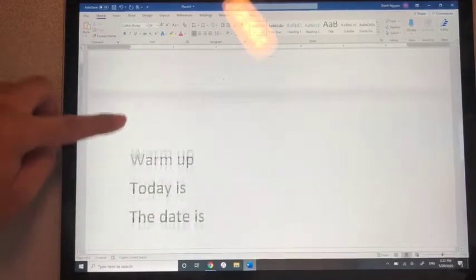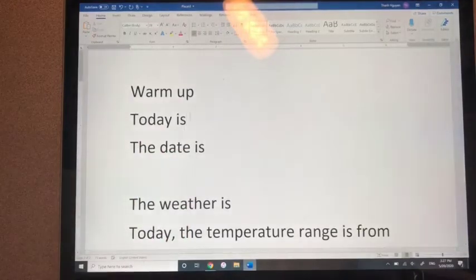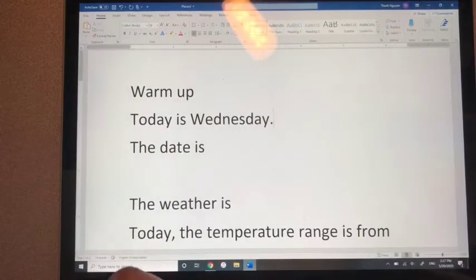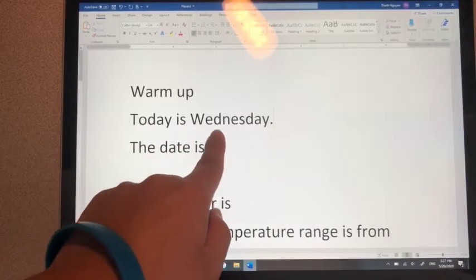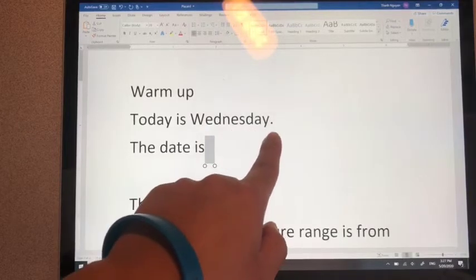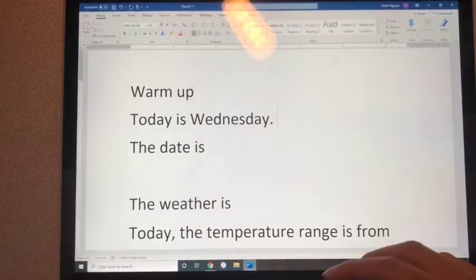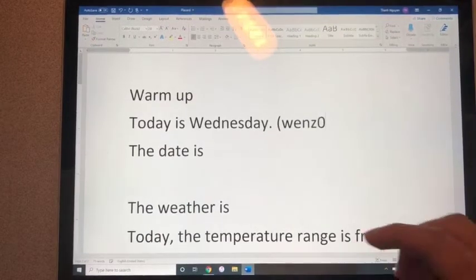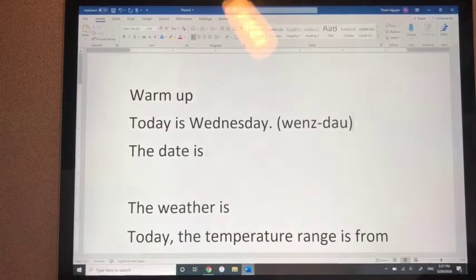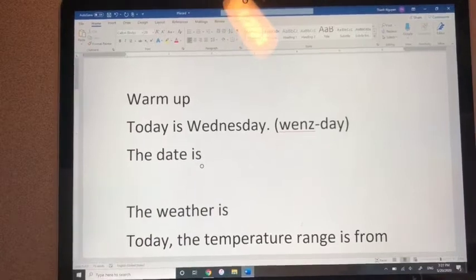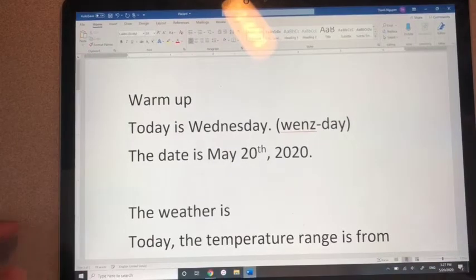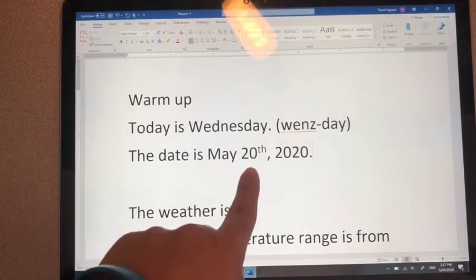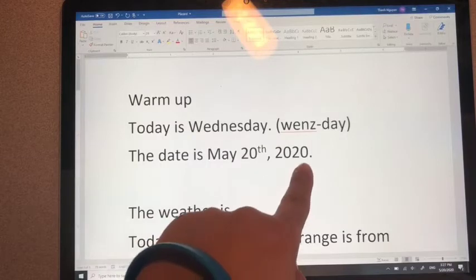So let's start with the warm-up. Today is Wednesday. Remember, the word Wednesday is spelled Wednesday, but we pronounce it Wednesday. The date is May 20th, 2020. The month is May. The date is the 20th. The year is 2020.